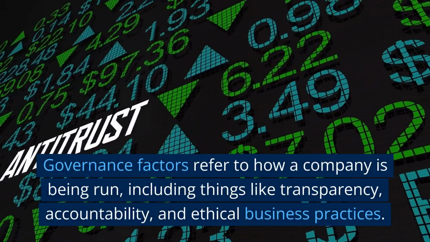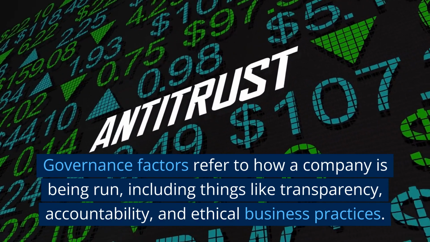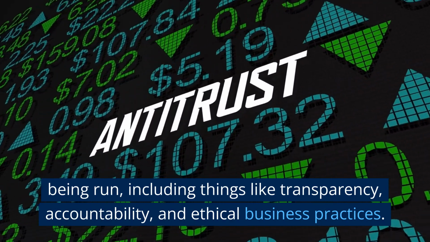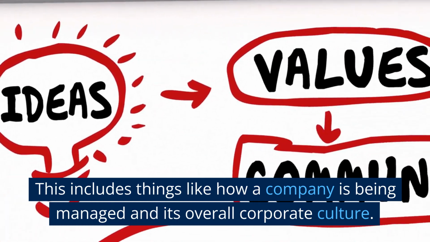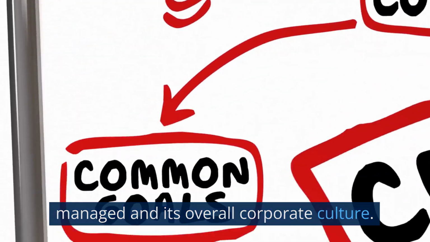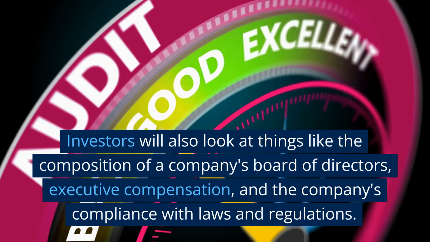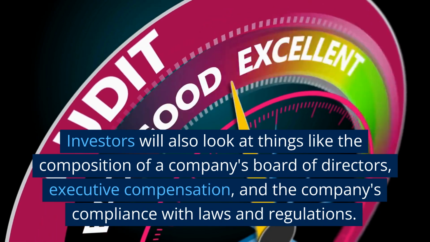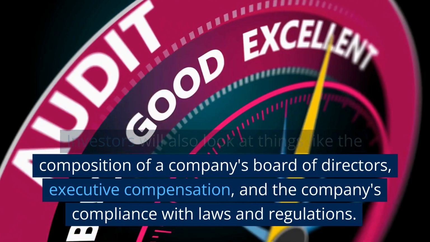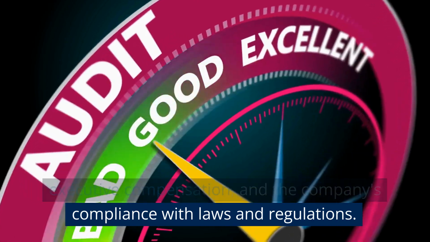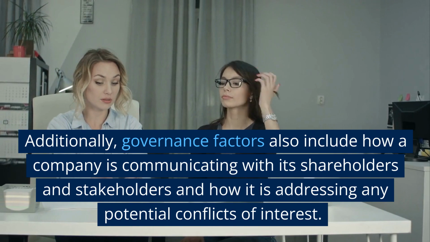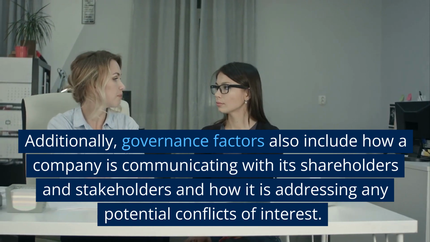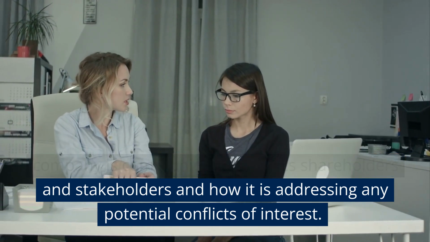Governance factors refer to how a company is being run, including things like transparency, accountability, and ethical business practices. This includes things like how a company is being managed and its overall corporate culture. Investors will also look at things like the composition of a company's board of directors, executive compensation, and the company's compliance with laws and regulations. Additionally, governance factors also include how a company is communicating with its shareholders and stakeholders and how it is addressing any potential conflicts of interest.